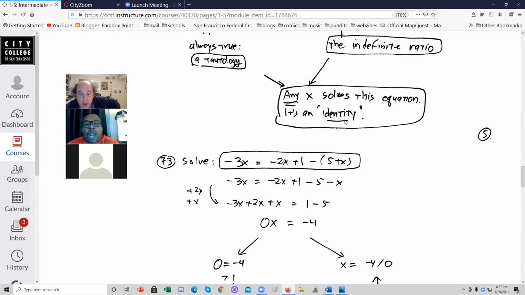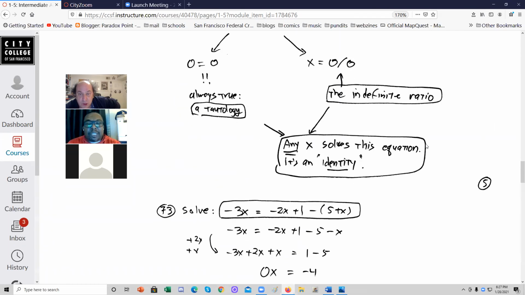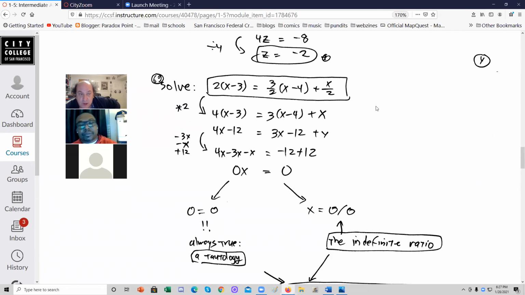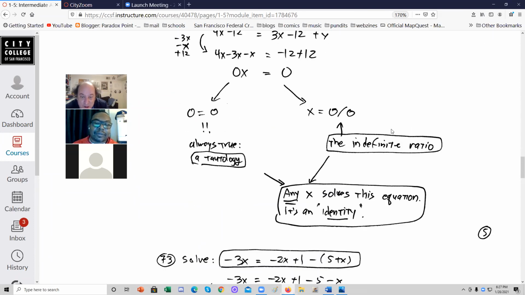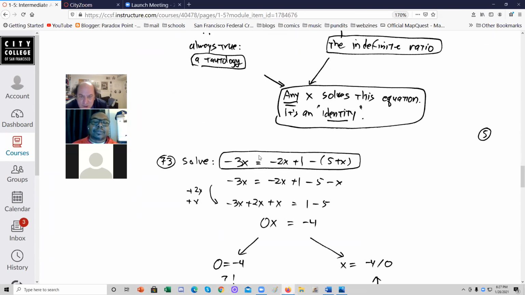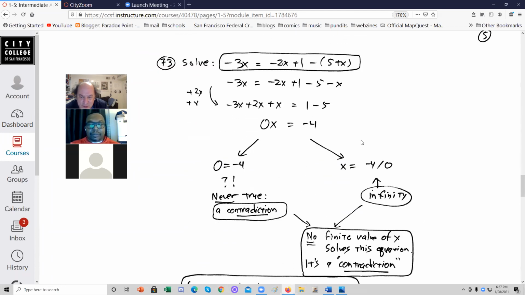So this is an equation with no solutions, and this is an equation with nothing but solutions. And both aren't quite what you want. You want an equation with one and only one solution. So this is too much. The tautology is too much, and the contradiction is too little.